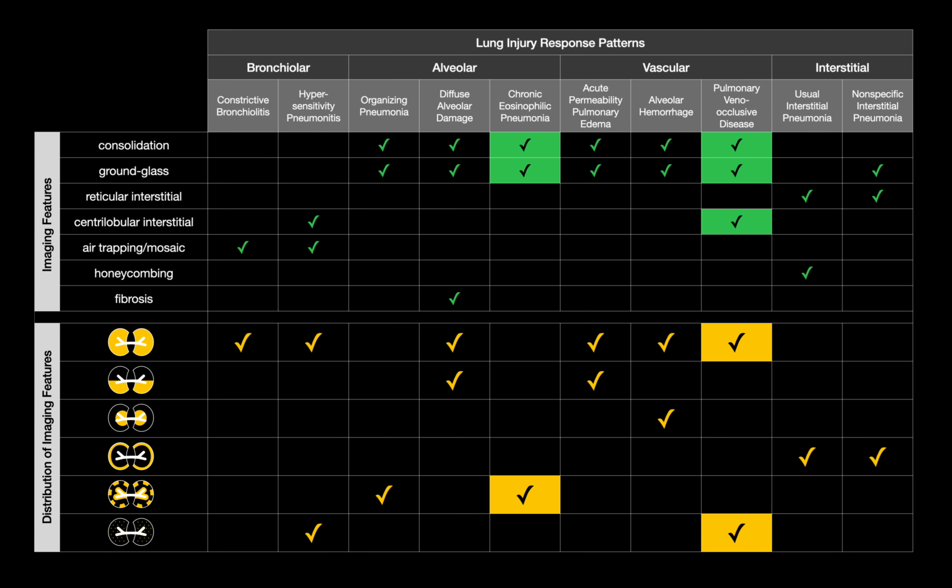The imaging features of CEP mirror those of OP. The imaging features of PVOD include the boxes checked in this table, in addition to a septal interstitial pattern and pulmonary arterial enlargement.